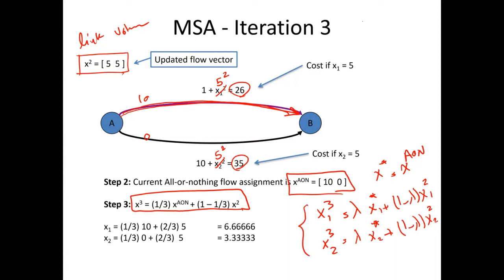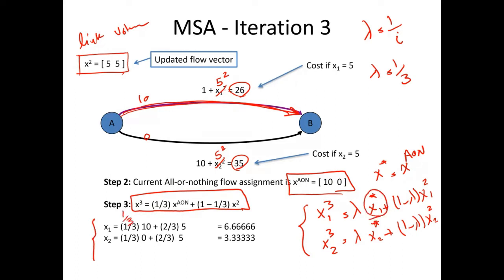So what is lambda now? Lambda is, we said, 1 over I, where I is the number of iterations. So we are now in iteration 3, so lambda would be 1 over 3. So if you put it in the equation here, it would be 1 minus 1 over 3.